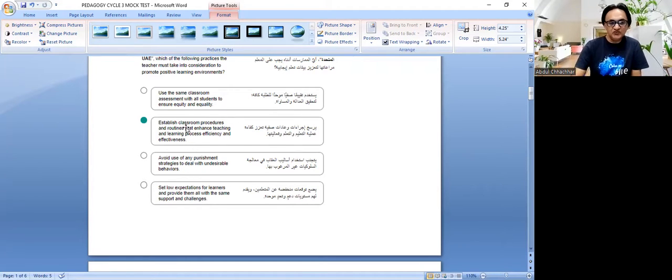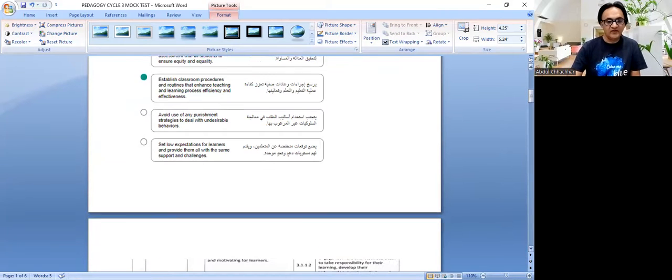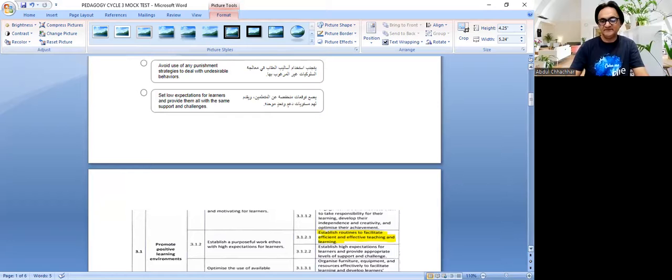So these two are very close to each other. Set low expectations for learners and provide them all with the same support and challenges. So the first and fourth are wrong, but the third one has been used as a distractor. We'll move to the next one.